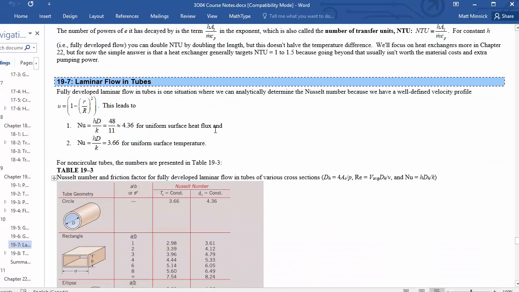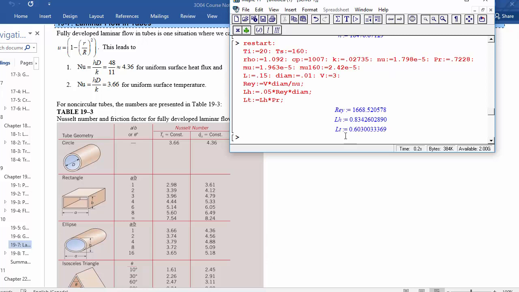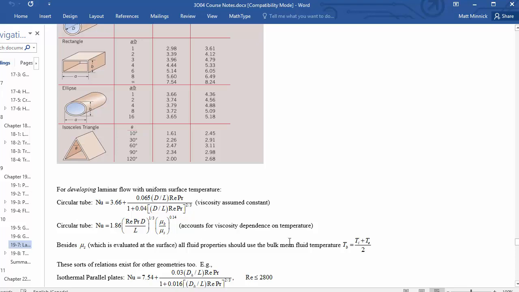And for fully developed flow in laminar, it's just 4.36 for uniform surface heat flux, or 3.66 in this case for uniform surface temperature. But it's certainly not fair to say that this entrance length of 60 centimeters is negligible compared to the total length of the tube, when the total length is actually shorter than that. So we definitely are still in developing flow here and have to use one of these different formulas.